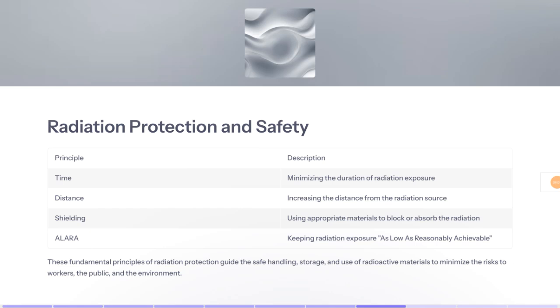Radiation protection and safety. Principles: time, distance, shielding, ALARA. Description: minimizing the duration of radiation exposure, increasing the distance from the radiation source, using appropriate materials to block or absorb the radiation, keeping radiation exposure as low as reasonably achievable. The fundamental principles of radiation protection guide the safe handling, storage, and use of radioactive materials to minimize the risk to workers, the public, and the environment.